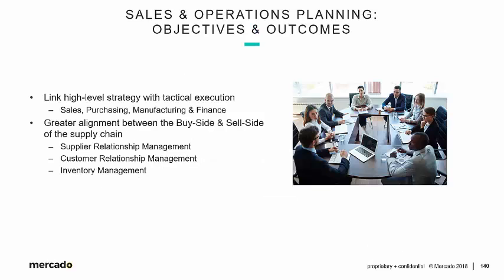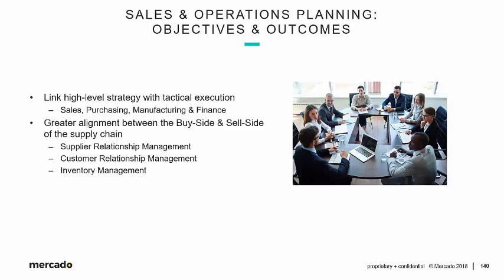What are the objectives and outcomes of sales and operations planning? And as we'll see in upcoming slides, what role does purchasing play in achieving those objectives and desired outcomes? Of course, we want to link our high-level strategy with tactical execution to go from 30,000 feet down to ground level in the area of sales, certainly purchasing, manufacturing, even though that's done by a third party, and how do we finance all of these operations?